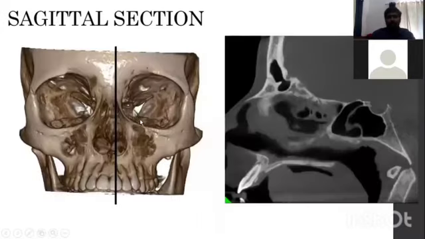And the next one is the sagittal section, where we are just looking from the side of the patient. We can cut the patient sagittally. The black line denotes the sagittal cut. And here you can see a tooth sectioned sagittally. Like we can see a periapical pathology, or any internal or external resorption, any morphological changes in the root or coronal aspect.